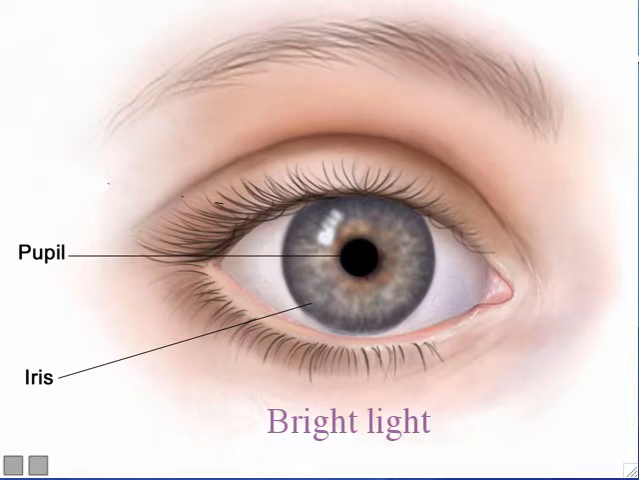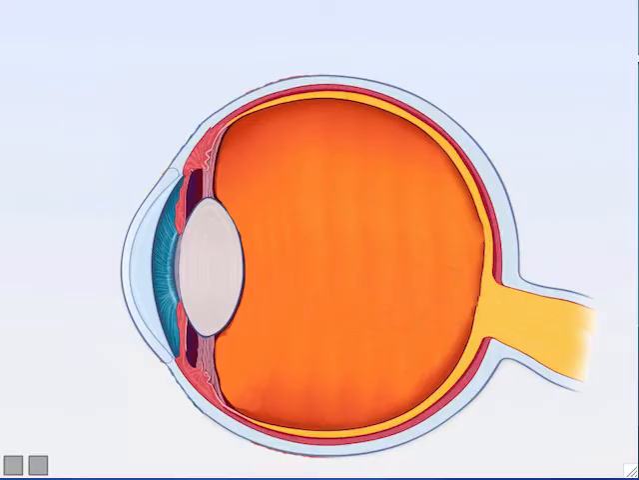All right, well, now we're going to look at a cross-section of the eye to see some of the anatomy inside the eye. And so here's our cross-section. Just so you know, this part right here is the front of the eye, and this part right here is the back of the eye.